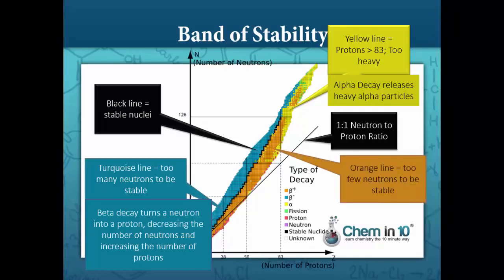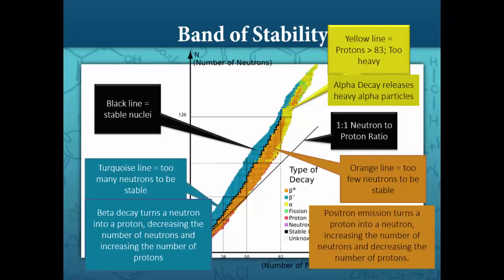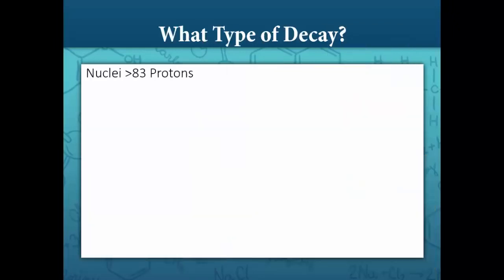If an isotope falls on the orange line, which is below the black line of stable nuclei, it clearly has too few neutrons to be stable. In order to increase the neutron-to-proton ratio, a proton becomes a neutron. It does this through positron emission, in which a proton becomes a neutron and a positron, which is a positive version of a beta particle. In summary, this is how to determine the most probable type of decay a radioactive isotope will undergo.